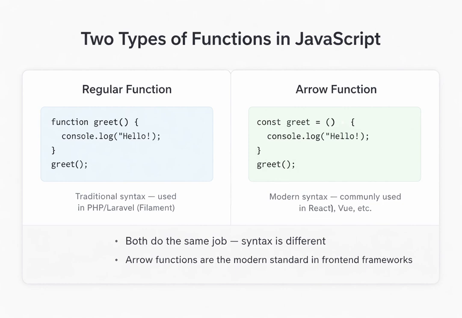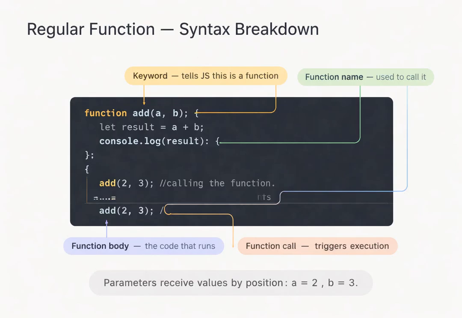The second type is the arrow function. This is the modern syntax, and it's extremely common in frameworks like React. Instead of writing the function keyword, you use a const variable and the arrow notation, the equal sign followed by a greater than sign. Both types do the same fundamental job. The difference is mostly in syntax, and some subtle behavioral differences we'll explore later. For now, the important thing is to recognize both forms and understand that arrow functions are the modern standard, especially in front-end development. Let's break down the anatomy of a regular function.